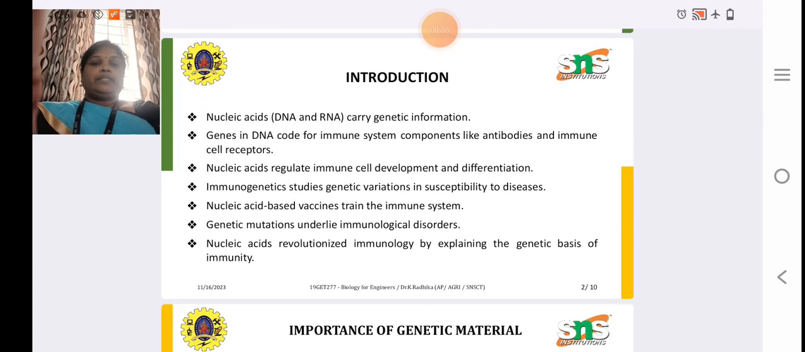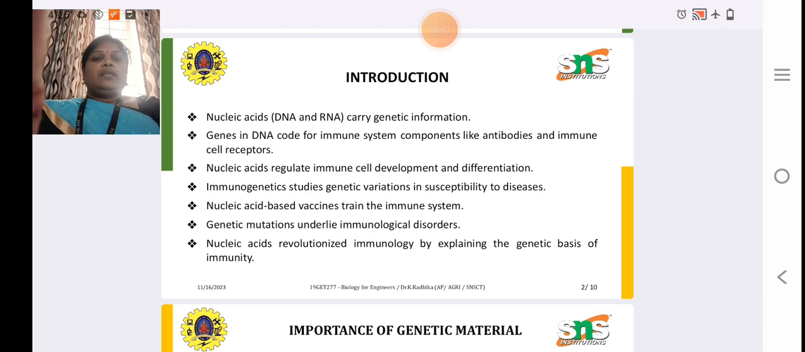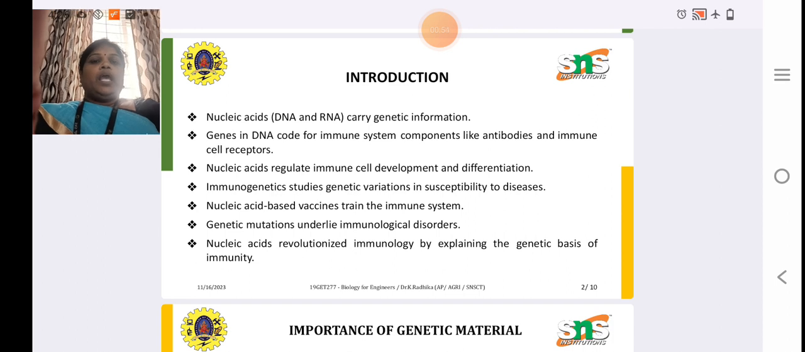What do you mean by nucleic acid? Nucleic acid, that is DNA and RNA combined, carries genetic information. A gene is a DNA code for the immune system. Components like antibodies and immune cell receptors. Nucleic acid regulates immune cell development and differentiation.